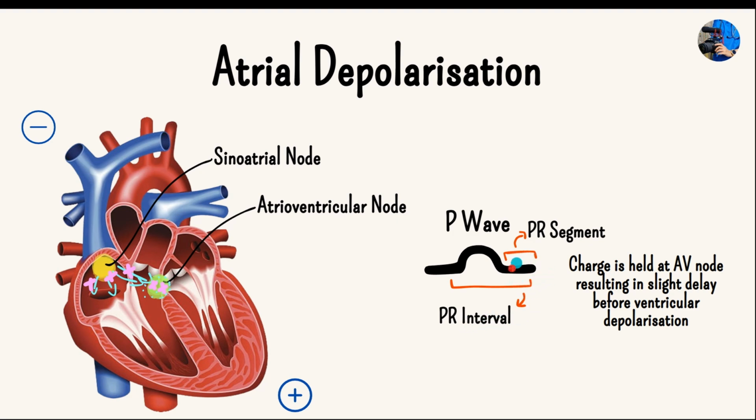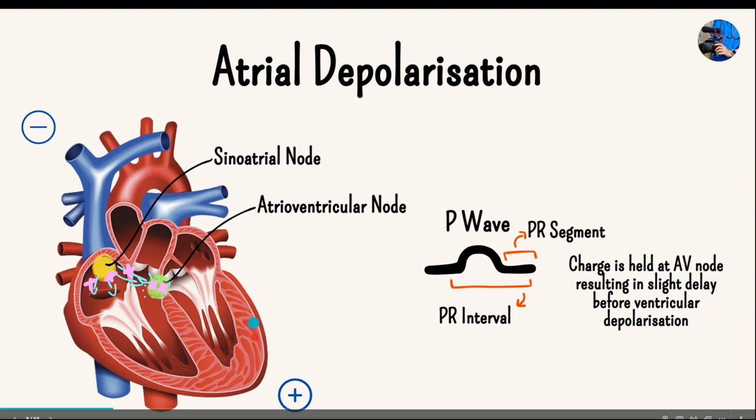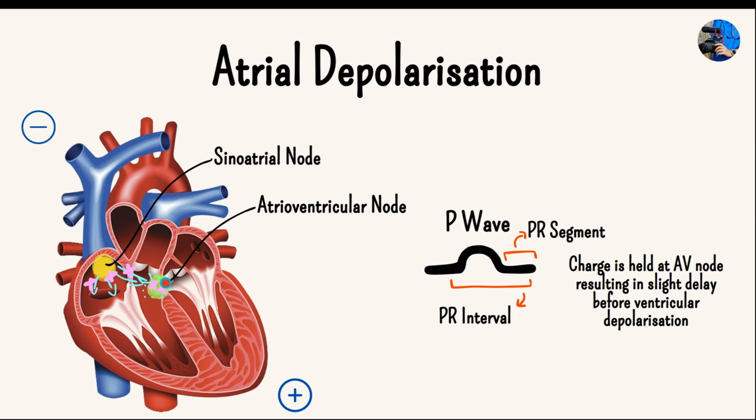This is all going to be quite important when we're talking about different rhythms. And we have the PR segment. This is all about the atrioventricular node holding those positive charges just for a few milliseconds, causing a slight delay before we get onto ventricular depolarization. So before that positive charge travels through this thick muscle in the ventricle, we're going to hold it there just for a few milliseconds.